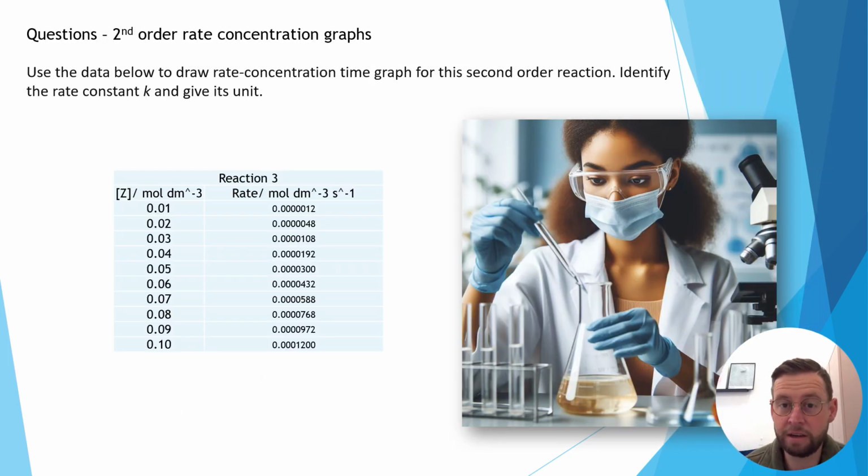So here is a third reaction, and you can have a go plotting this data. It is a second order reaction, and what you will have to do is first plot a rate concentration graph to prove that it is second order or higher, and you're looking to see that it's a curved line. And then for all of those concentrations of Z, I want you to square those and plot those against the rate. Find what the gradient of that graph is, and then use that to determine what the rate constant is for this reaction. And also, it's good practice to give the unit too.